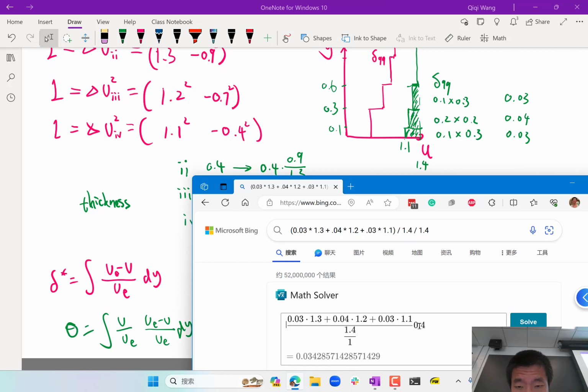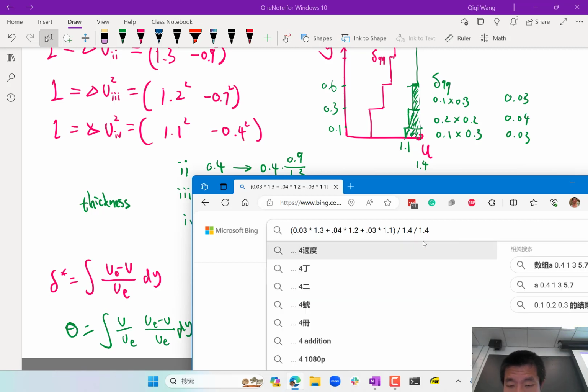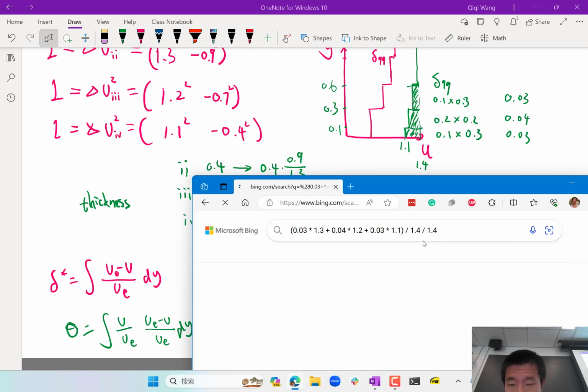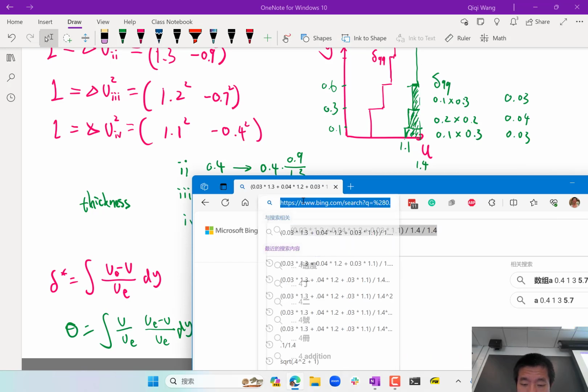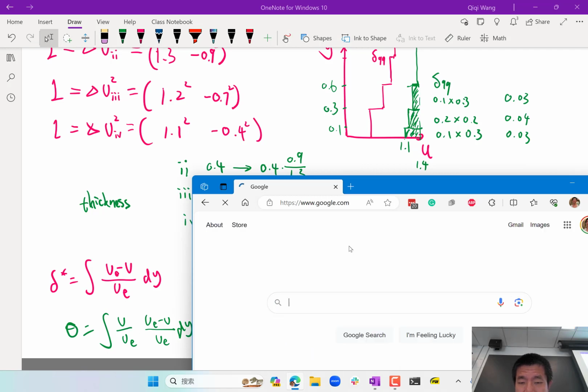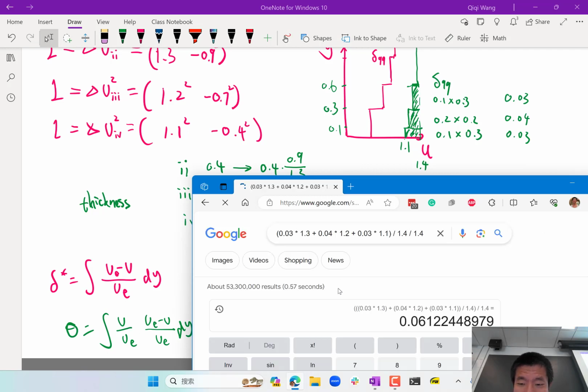That does not look like what I want to compute. Okay, let's go to Google. I think it's more reliable.